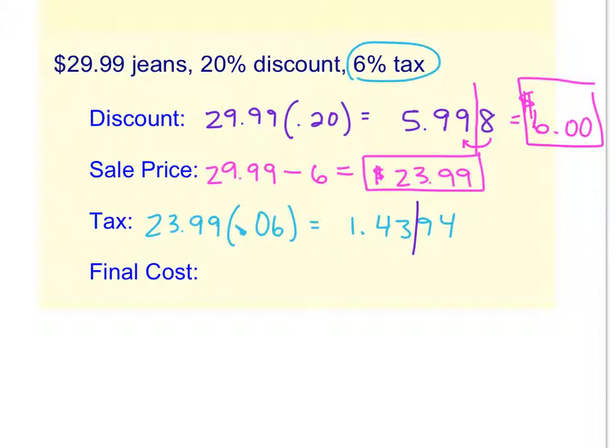So again, 2 numbers after your decimal is your cutoff. So we have $1.43, but this 9 after is going to round that 43 cents up to 44 cents. So our tax is actually $1.44.